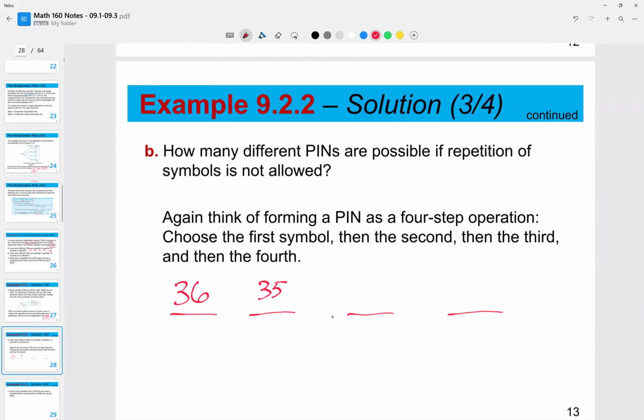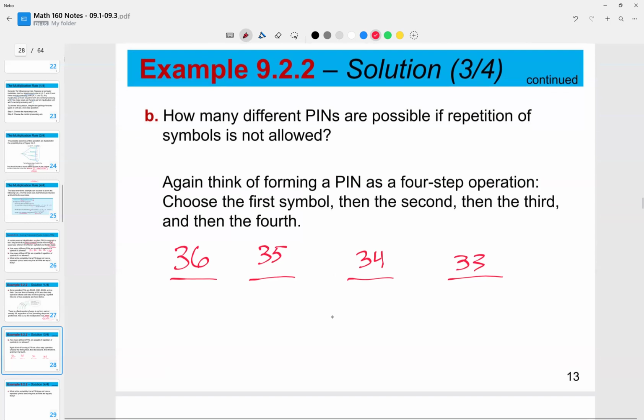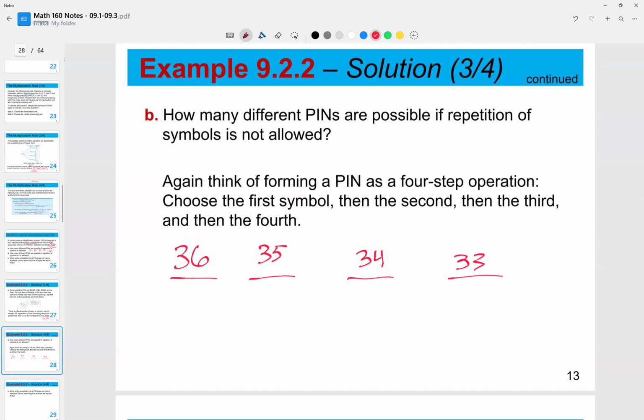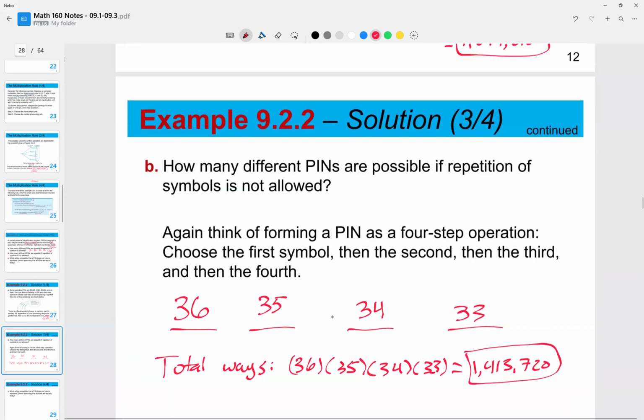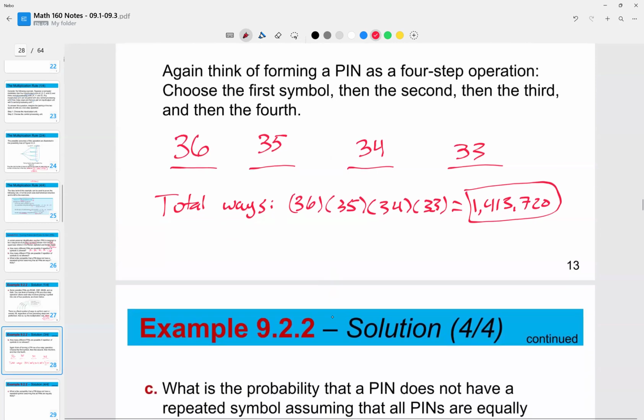Say I chose the number 2. Now I can't choose F or 2. So now I have how many? I have 34 left, and so on. Because each one is allowed to happen separately, the total ways would just be to multiply them: 36, 35, 34, 33. I calculated that earlier, which is 1,413,720. So significantly less, like 270,000 less or something like that.